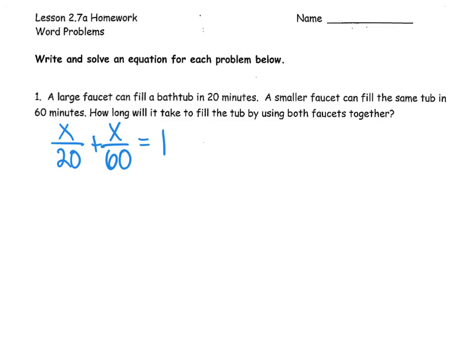What's the common denominator of 20 and 60? 60 gets multiplied by every term. Don't forget about that 1 on the right. I'm going to cross cancel. 20 goes into 60 3 times. 60 goes into 60 1 time. I got x times 3, 3x, plus 1x equals 60.